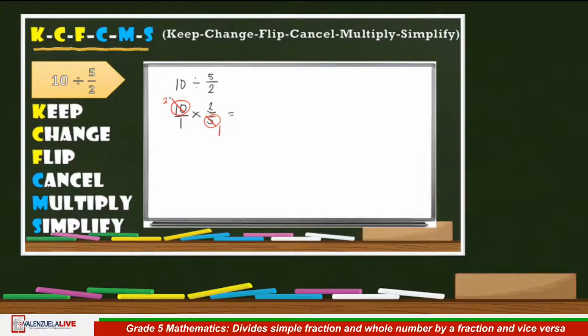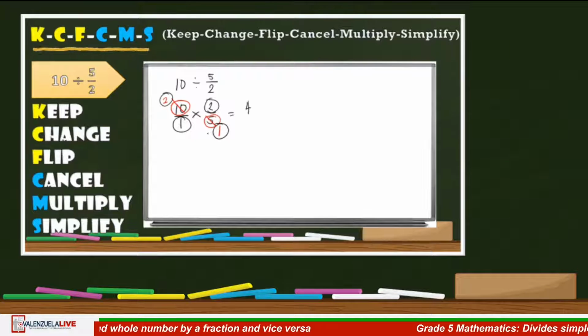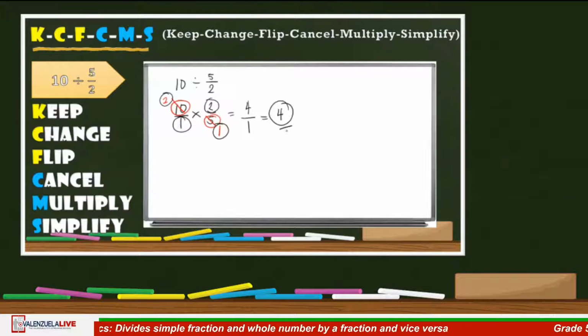Then, the next acronym, multiply. So, let's multiply 2 times 2. The answer is 4. And then, 1 times 1. The answer is 1. And then, let's proceed to the next acronym. We have simplify. So, we're going to simplify 4 over 1. 4 divided by 1 is equivalent to 4. Therefore, our final answer is 4. Okay.